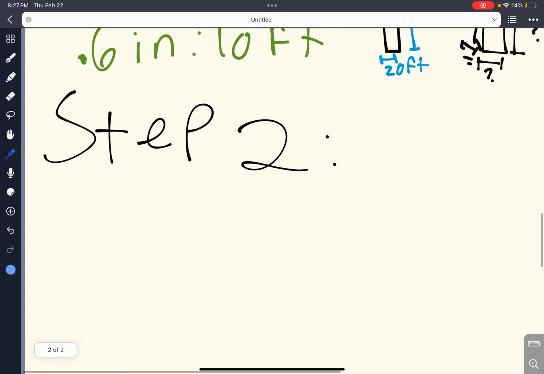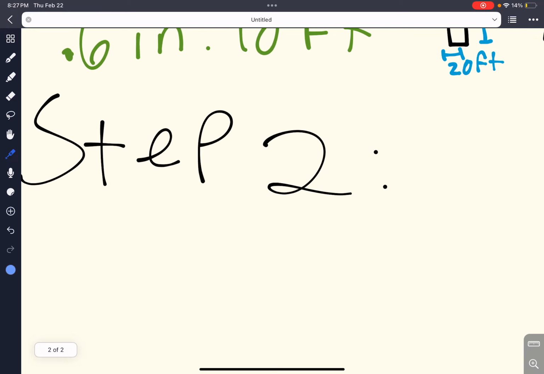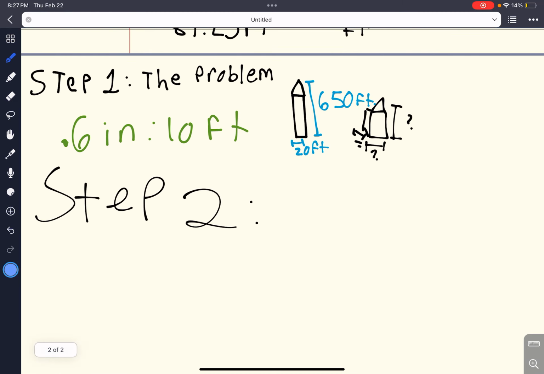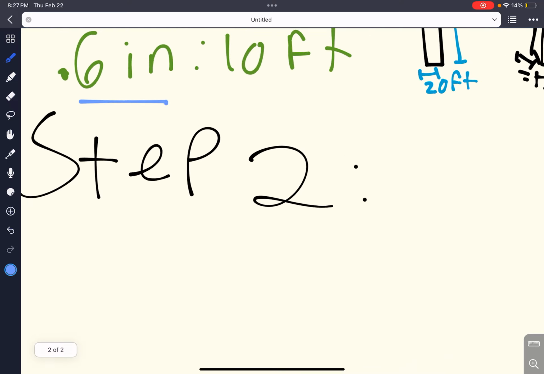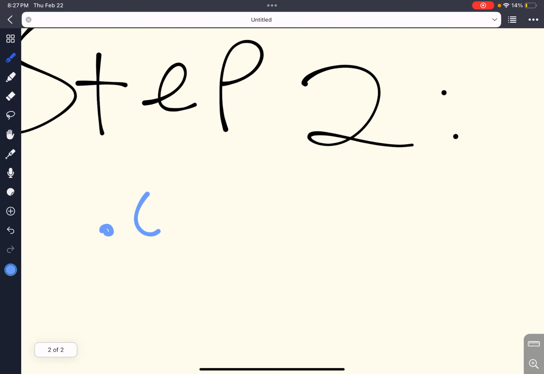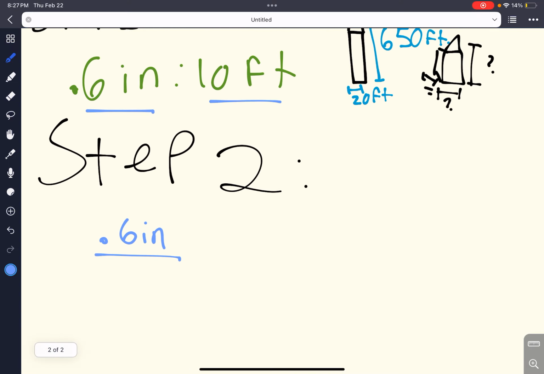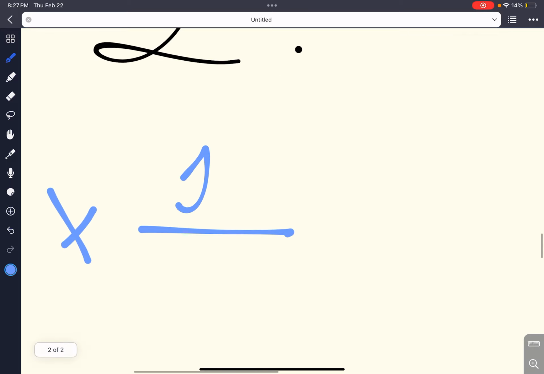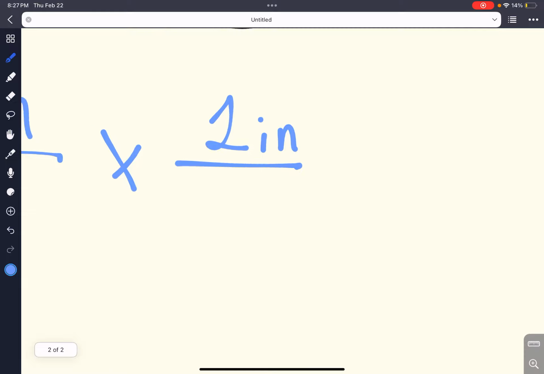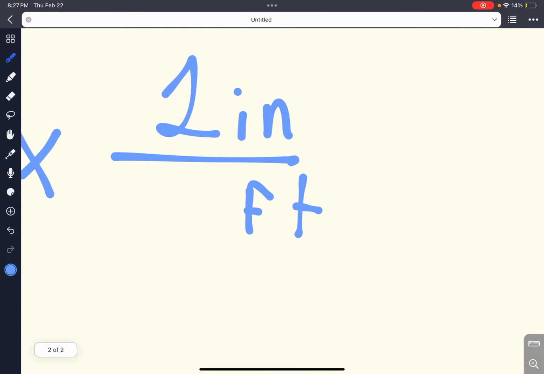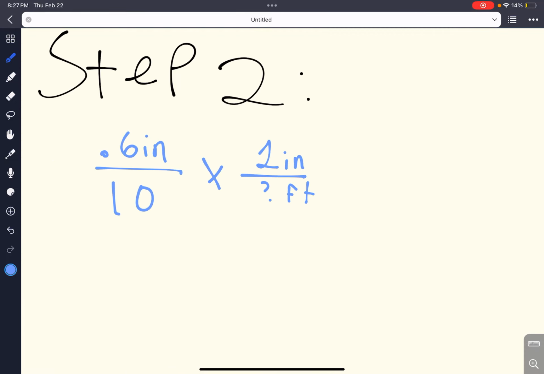So the first step, which is going to be the easiest way to do this problem, is to turn this 0.6 of an inch into a full inch. So to do that, you're going to go 0.6 of an inch over the 10 feet, because for every 0.6 of an inch, there's 10 feet. And then we want this to go into 1 inch. And for every 1 inch, we don't know how many feet that is.